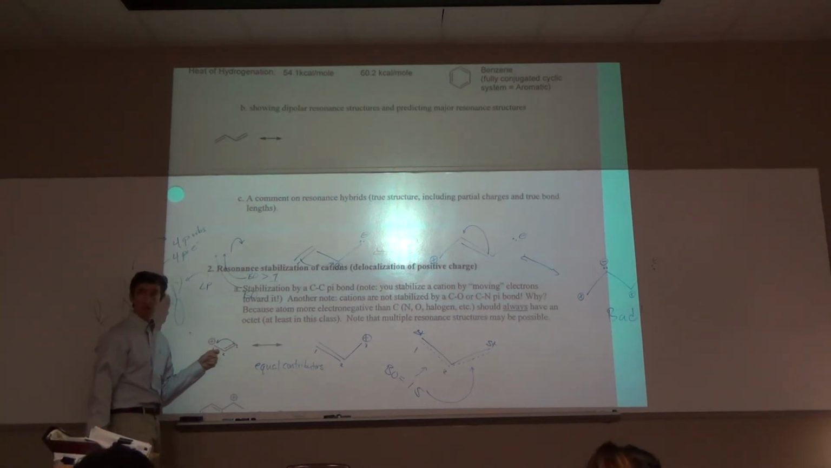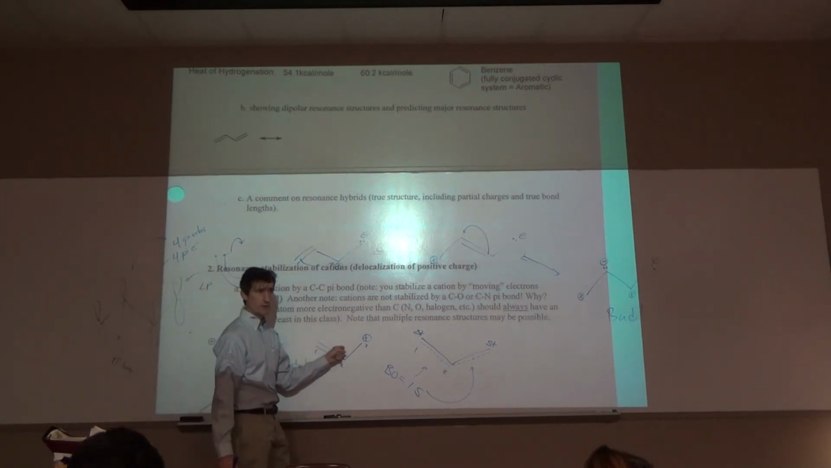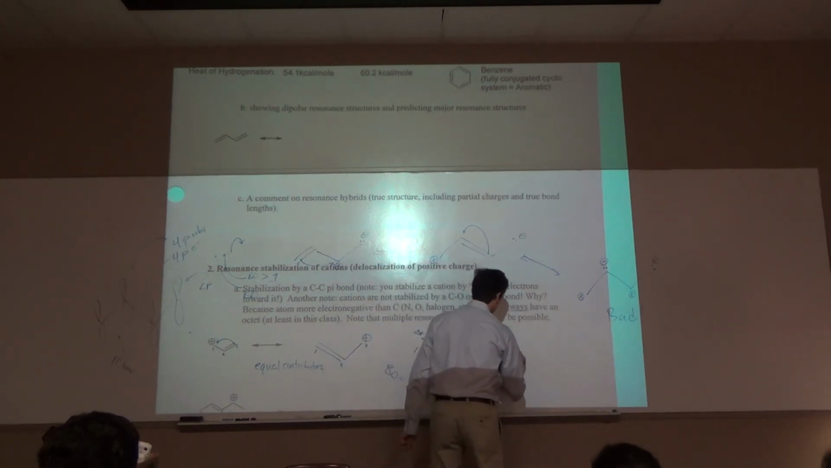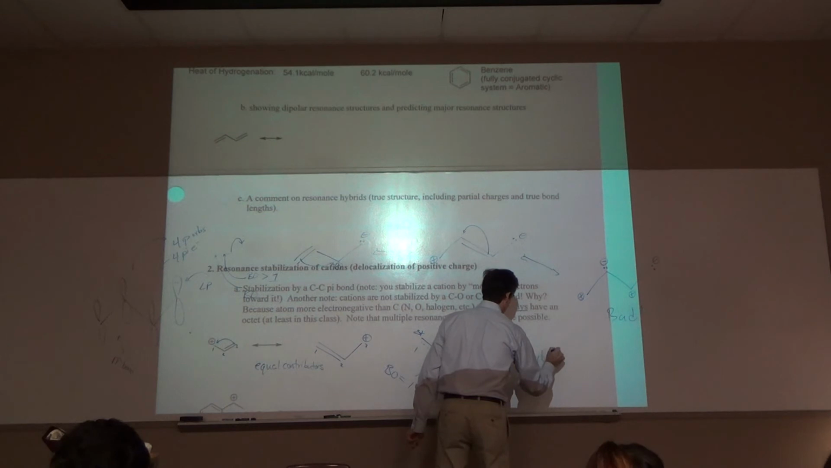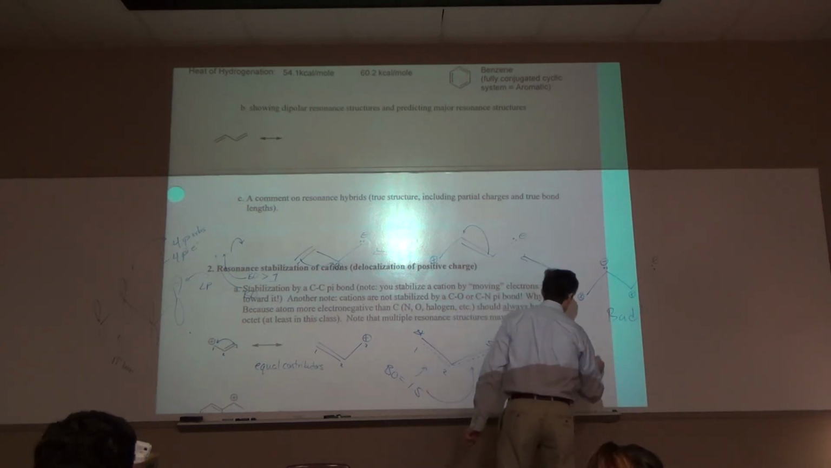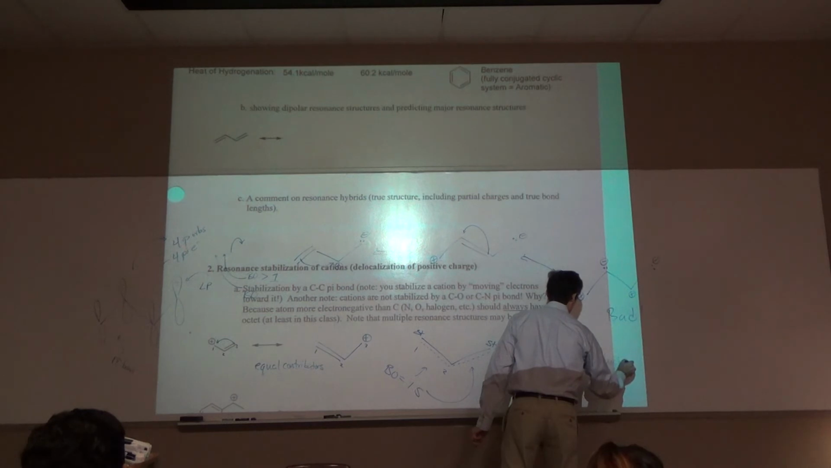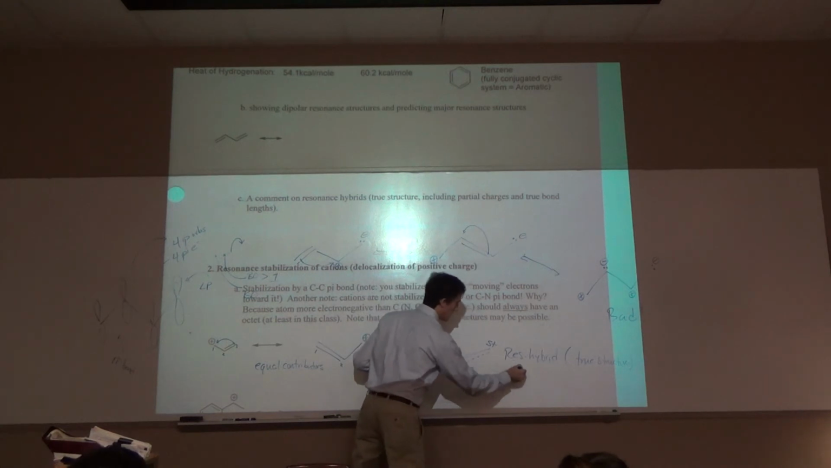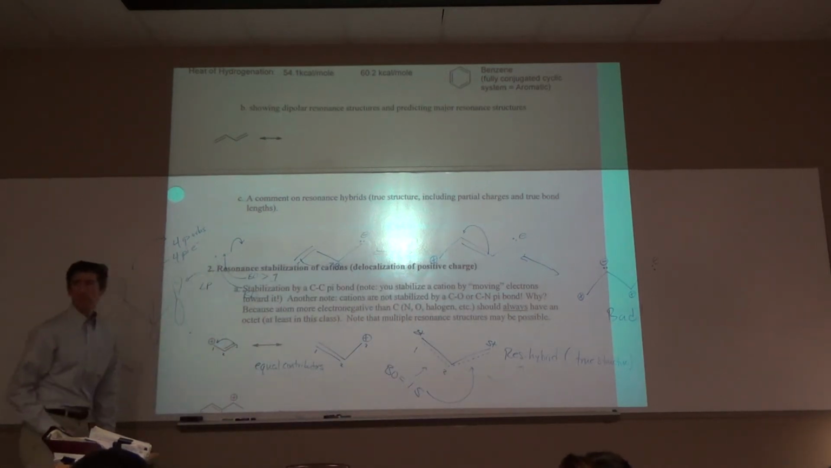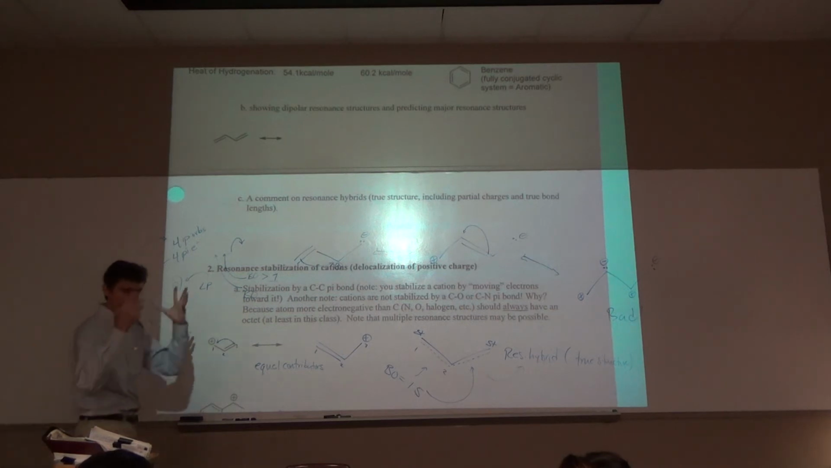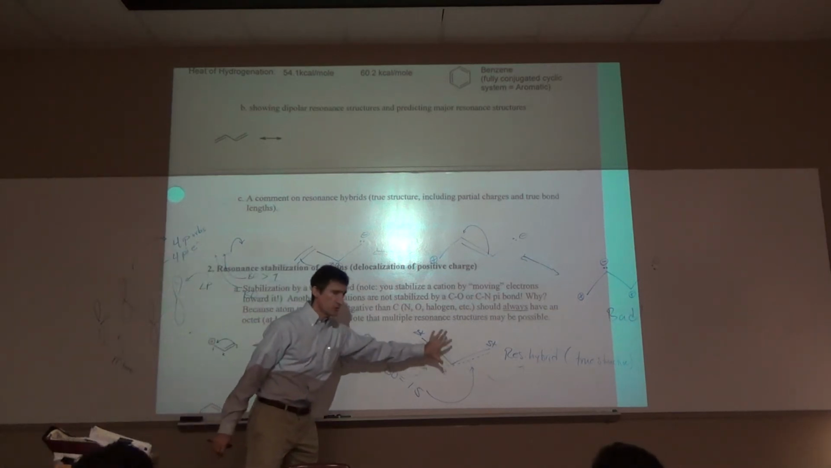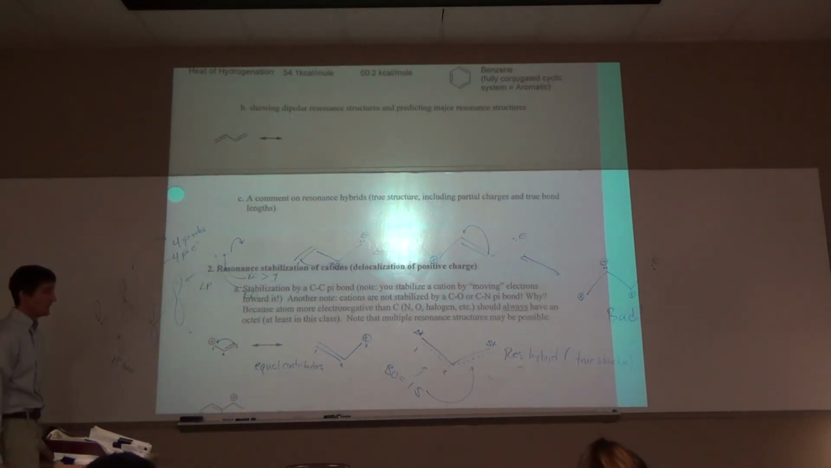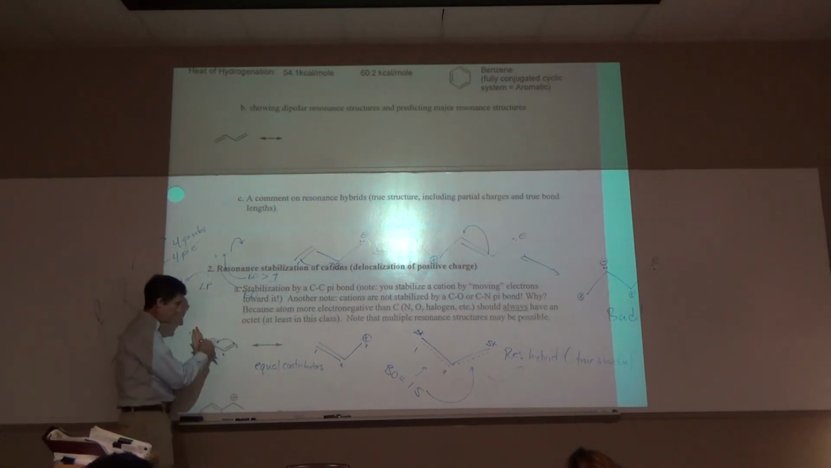What's the full charge of this guy? Plus 1. Full charge of this guy? Plus 1. Full charge of this? Plus 1. Okay? This is called your resonance hybrid. This is your true structure. If we could look at this carbocation and see the electrons, everything would look like this. It'd be very symmetrical, as opposed to seeing a double bond here, here.